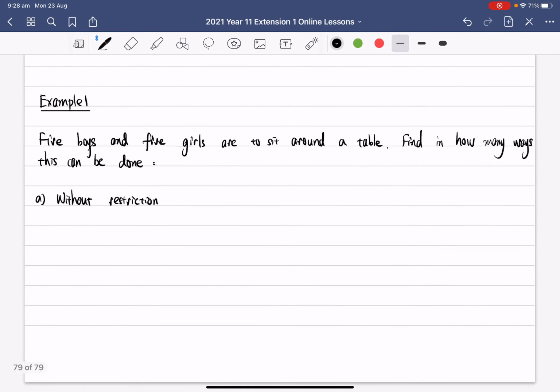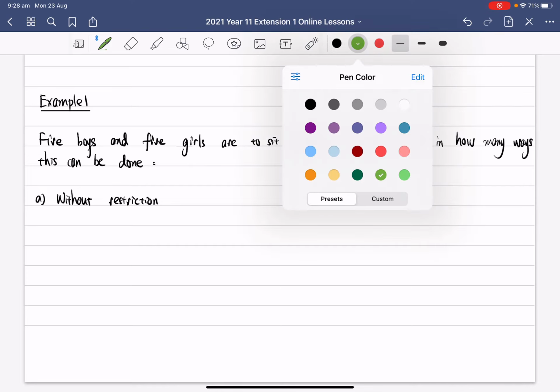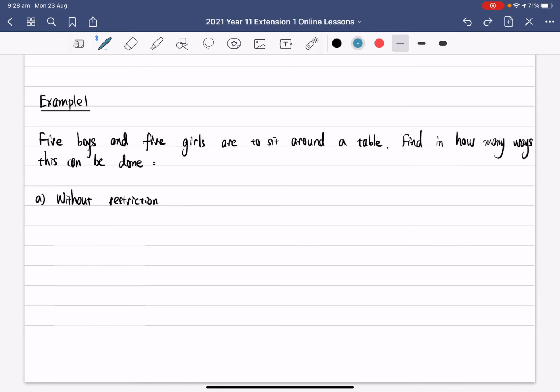In that case, it's pretty easy. If there's no restriction, it can be done really easily using our formula. In total, we've got 10 people here, 5 boys and 5 girls. We can fix the first place, and the remaining 9 people can rearrange among themselves. So that will be just 9 factorial, a really easy one to do. What about the next one, when we have some restriction? What if boys and girls alternate?